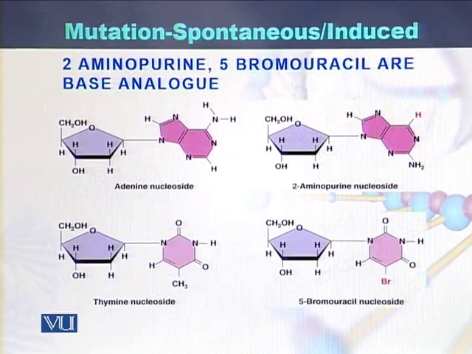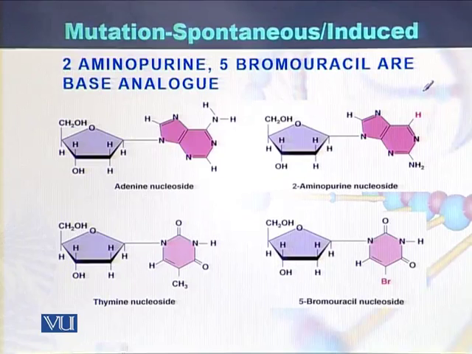In this diagram, we can see the difference between the normal bases and the base analogues. If we see here the structure of adenine and the structure of 2-aminopurine, they have a similarity with each other.